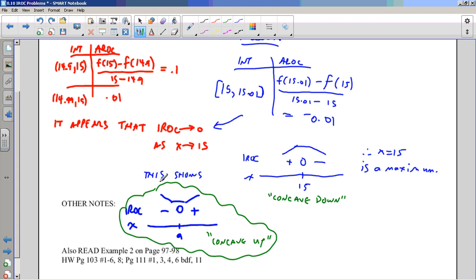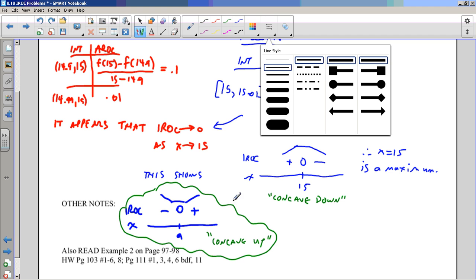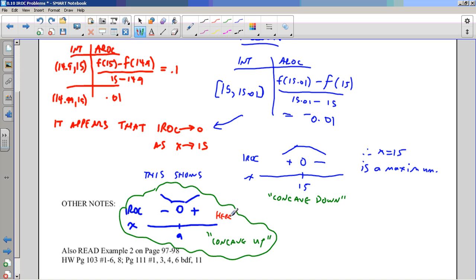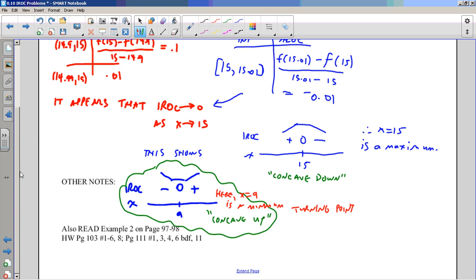This shows also that x equals a is a minimum. Okay, so let me write that here. x equals a is a minimum turning point. And I've proven that by these calculations. Concave up. Dandy. I think that's it.